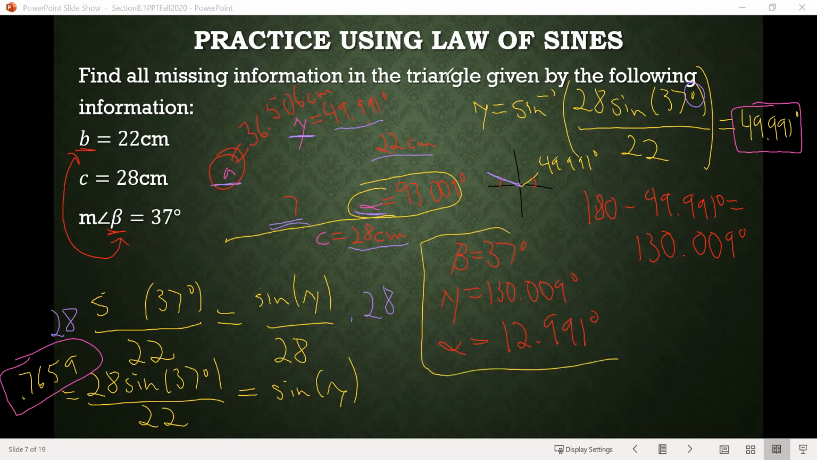So what we see here is actually a possibility of a second triangle existing with the same information. It would still have the measure of angle beta being 37 degrees, the length of side B being 22 centimeters, and the length of side C being 28 centimeters. But in this triangle, the measure of angle gamma would be 130.009 degrees, and the measure of angle alpha is 12.991 degrees. So there'd actually be a second possibility of a triangle.